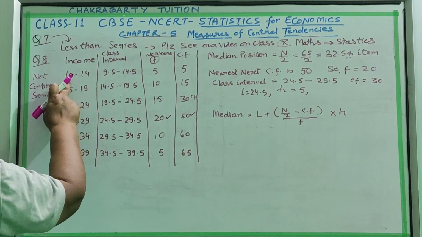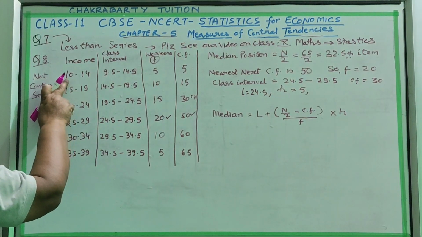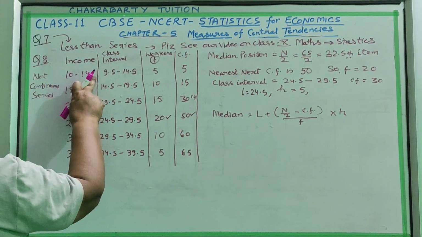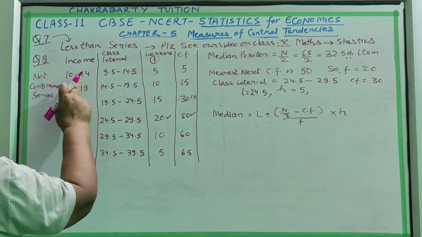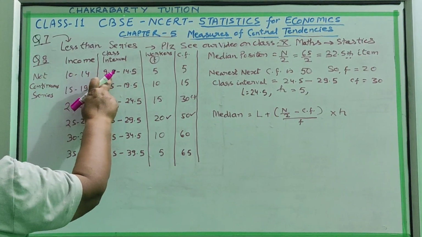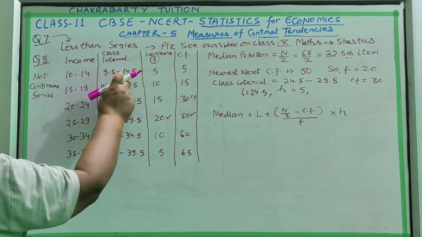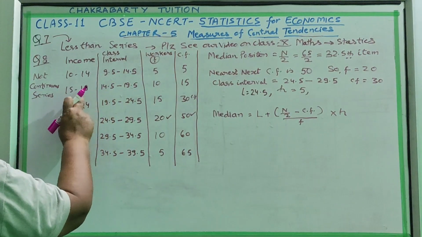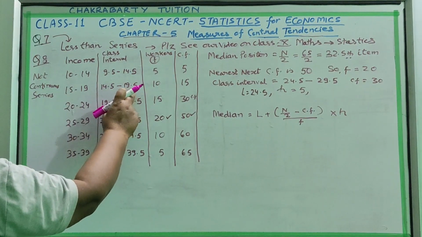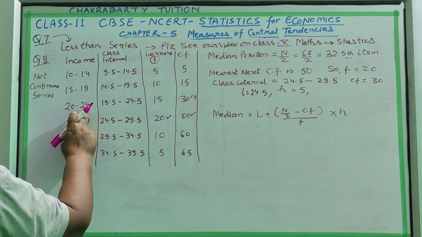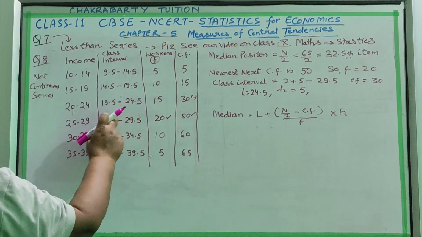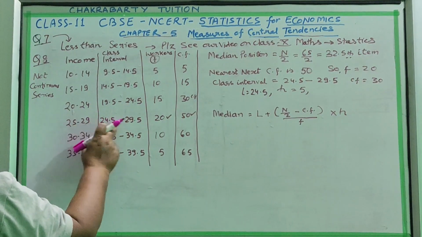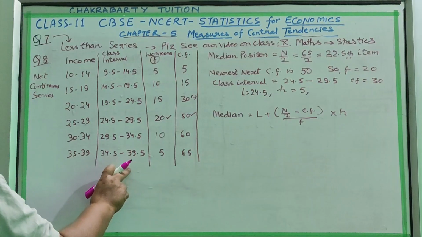How can we make it continuous? We always reduce 0.5 from the start and add 0.5 to the end. So from 10 we have reduced to 9.5 and added 0.5 here. Now your series is very easy. Now you write 14.5 here, and in 19.5 you increase 1. Then again you write 19.5 here, and in 24 you increase 1. Then you write it here, and in 29 you increase 5. In this way we have increased it.